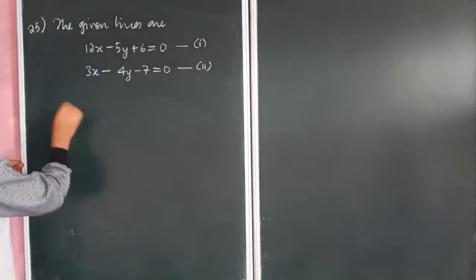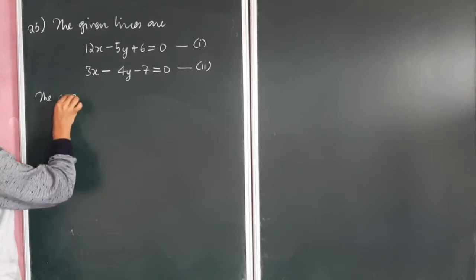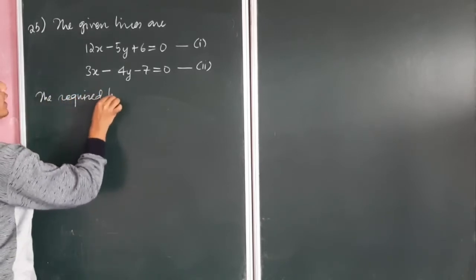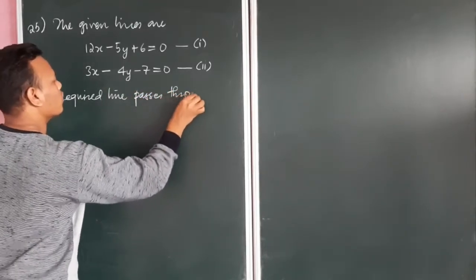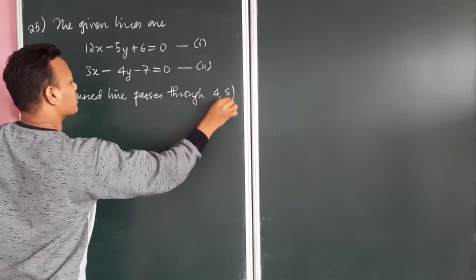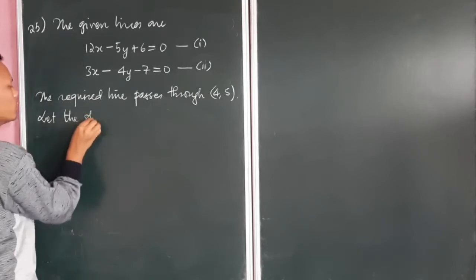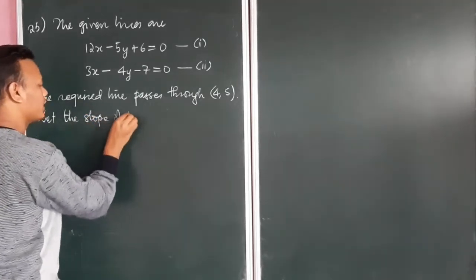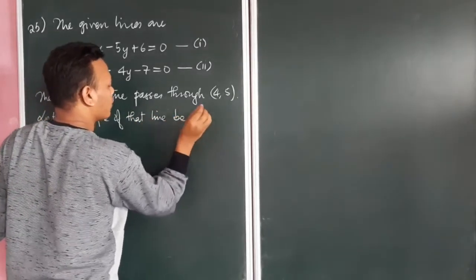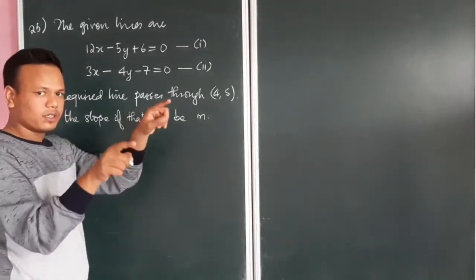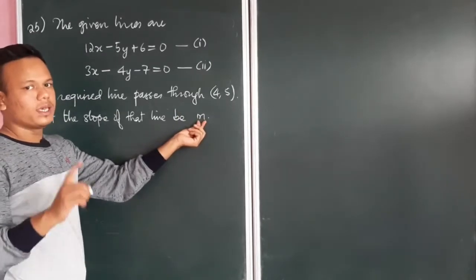So the required line passes through (4, 5), isn't it? Okay, so let the slope of that line be m. I'm talking about that particular line whose equation needs to be found out. So I'm taking that slope to be small m here.